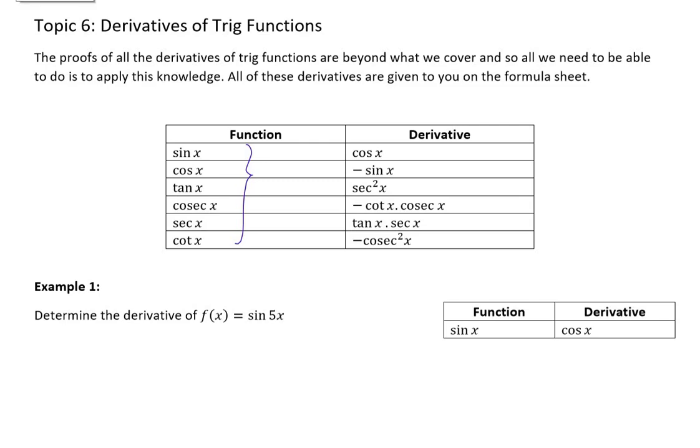So let's just read through this table together. The derivative of sine is cos. The derivative of cos is actually negative sine x. The derivative of tan is sec squared x. The derivative of cosec is negative cot x cosec x. The derivative of sec x is tan x sec x, and the derivative of cot x is negative cosec squared x. Now it's pretty hard to imagine why that works out the way it does, and hopefully you'll carry on to a maths course where you can discover why that is true, because it's pretty cool.